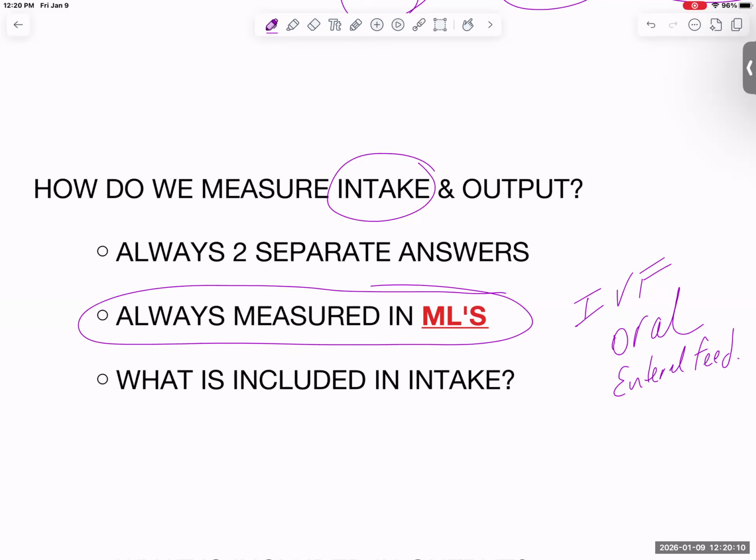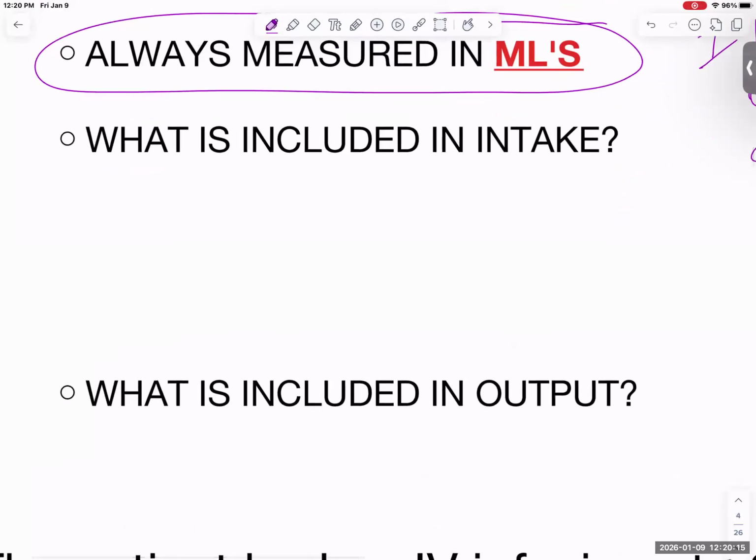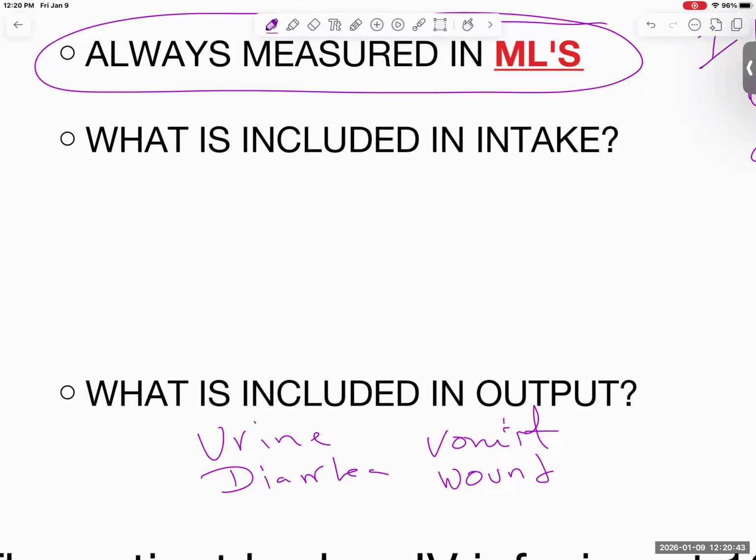So what are examples of output? Urine. Yes, urine. Diarrhea, because it's liquid. Vomit, which is also called emesis. Yes. One more thing. Can everybody think about it? So wound drainage. If we have a wound that has a drain on it, we can measure it coming out of the patient. So if you can capture it in a container, it's liquid, it's coming out of the patient. So wound drainage.